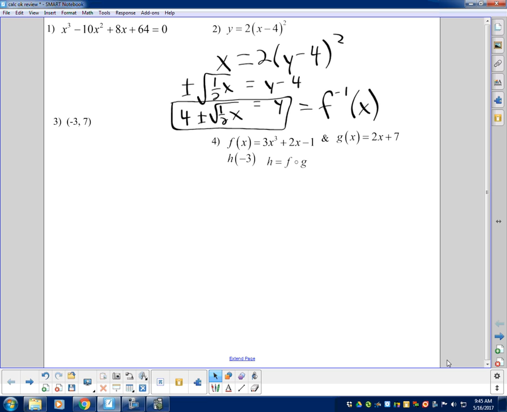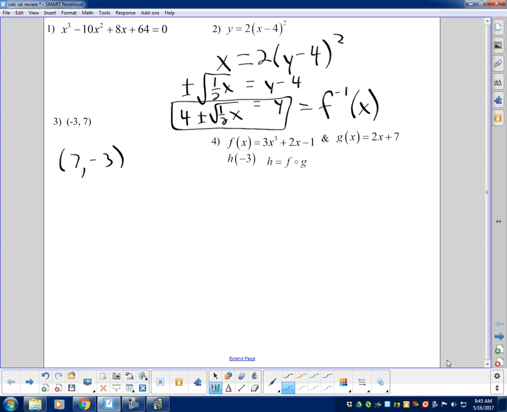Okay, number 3 says if negative 3, 7 is on the graph of y equals f of x, name a point on f inverse of x. So just think about the process we went through on number 2. To find an equation or function for the inverse of y equals 2 times x minus 4 squared, we switched x and y and solved for y. Well, if I'm just given one point, to find a point on f inverse of x, if this is a point on f of x, we just switch x and y. And there it is. So there's 1 point on the inverse of f of x if negative 3, 7 is a point defined by the function f of x.